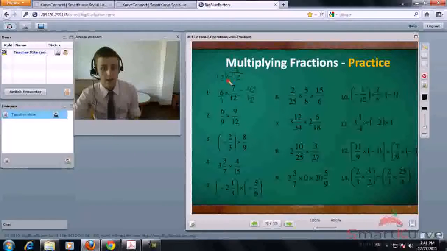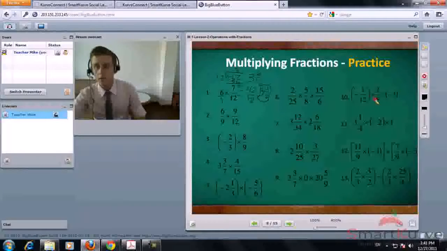12 goes in 3 times. Subtract 36. That gives you a remainder of 6. So we have 3 and 6/12. 6 over 12 reduces to 1/2. 3 and 1/2. That's supposed to be a 2. 3 and 1/2.